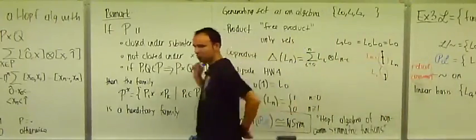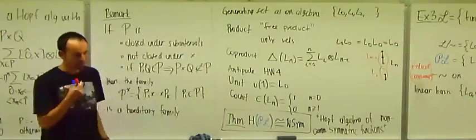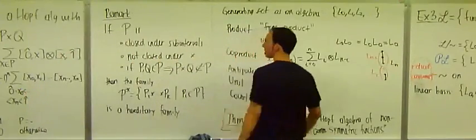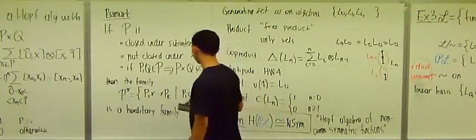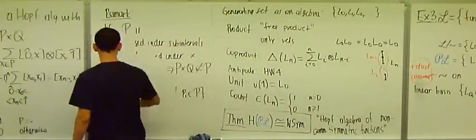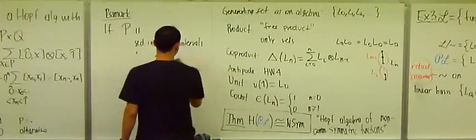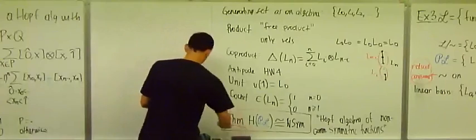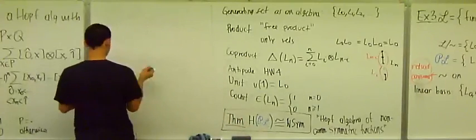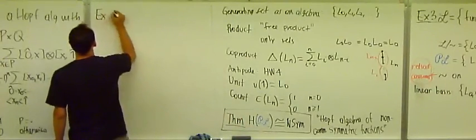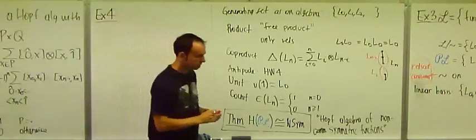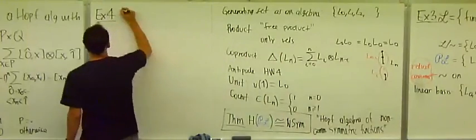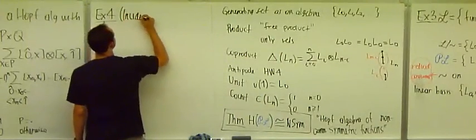But those are two good Hopf algebras to keep in mind, and you'll get to know them a lot better when you work out the antipode in the homework. Okay. Okay. Let's do a different example. And example four is going to be incidence Hopf algebra of graphs.